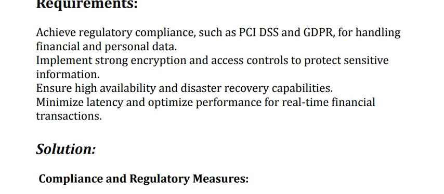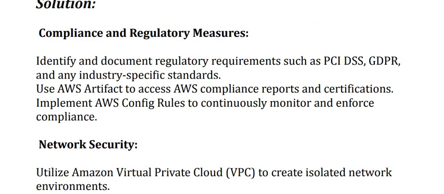Here are the below components you should select. First, start with compliance and regulatory measures. Identify and document regulatory requirements such as PCI DSS, GDPR, and any industry specific standards. Use AWS Artifact to access AWS compliance reports and certifications. Implement AWS Config rules to continuously monitor and enforce compliance. Next, network security.